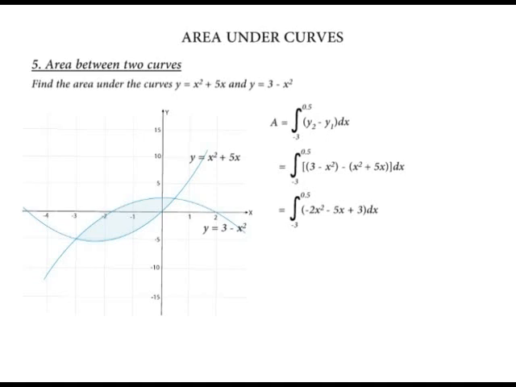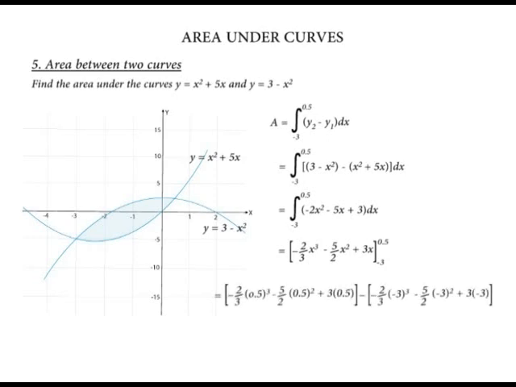If we do that, we shall get minus 2 over 3 x to power 3 minus 5 over 2 x squared plus 3x, put in square bracket and then put the limits. So we subtract the upper limit substitution minus the lower limit substitution. If we do that, we shall get 0.7917 minus 13.5, and that gives us 14.2917 square units.